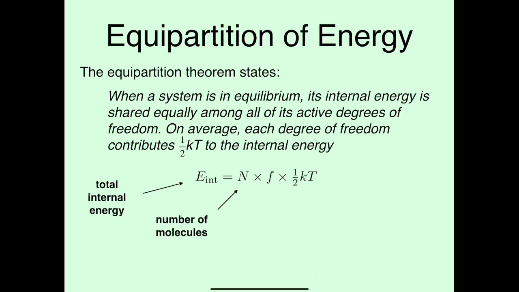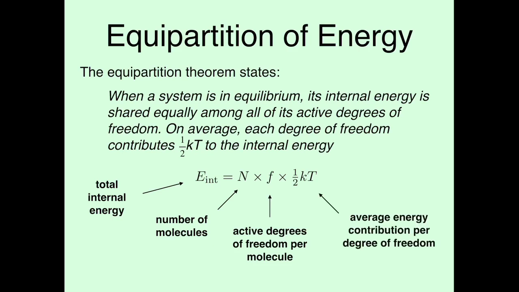Okay, so F is the number of active degrees of freedom per molecule. So that's the number F we were referring to earlier. And then 1/2 kT is what, on average, each one of those degrees of freedom gets in terms of energy. So this is what the Equipartition theorem is telling us, to put 1/2 kT at the end of that expression.